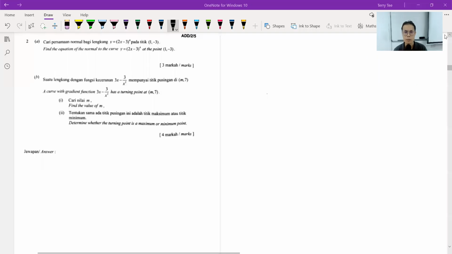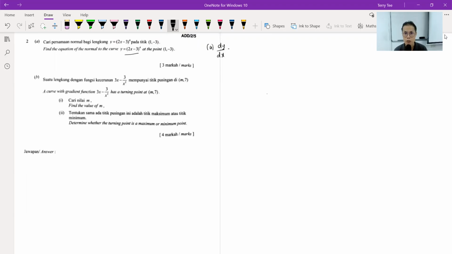Okay, moving on to question number 2. This is from Form 5, chapter 2, differentiation. You're given the equation of a curve y equals (2x minus 3) with a bracket power 4. You're first supposed to find the equation of the normal. Okay, first step, let's differentiate dy/dx.